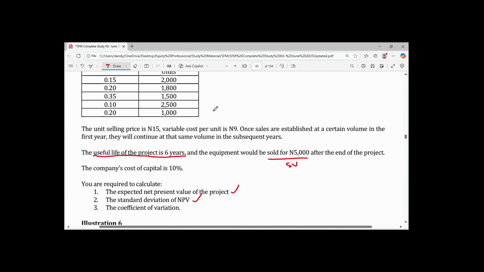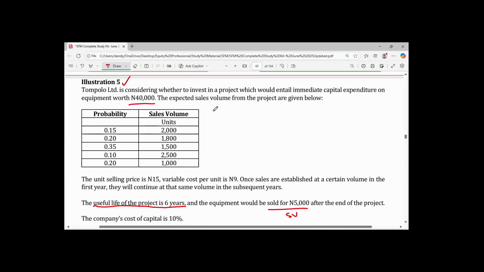So without wasting more time, we need to go and calculate expected NPV. Now, for us to be able to do this, when you look at this question, we don't have cash flow. We are not given cash flow in the question. We are only given probability and units. You can't just multiply probability with units. Therefore, you need to go and calculate cash flow. How am I going to get my cash flow? Because I need to multiply probability with the cash flow. Since I'm not given cash flow, that means I need to go and work it out. How do I calculate my cash flow?